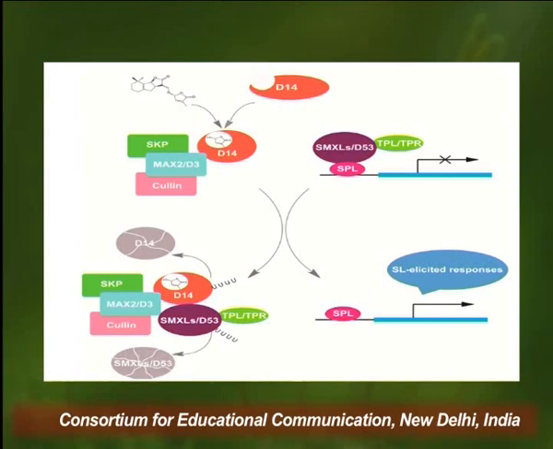Now the SCF complex causes ubiquitination of the whole complex, which includes the SCF complex, the receptor along with the strigolactone, and the repressor TPL or the TPR proteins. And once this whole complex is ubiquitinated, it becomes more prone towards the proteasomal degradation, and it gets degraded by the proteasomal enzyme. And once this happens, transcription factors are already free, and they stimulate the expression of the genes that are responsible to produce the effect of strigolactones. So this is the mechanism how strigolactone produces its effects in the plant.